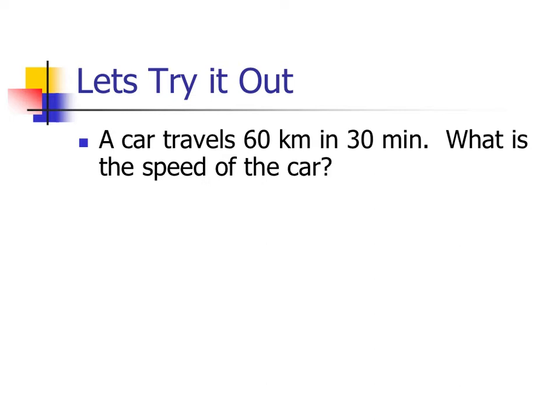So a car travels 60 kilometers in 30 minutes. What is the speed of the car? Okay. Now this one seems very straightforward in that we are told our distance traveled, 60 kilometers. We're given a time of 30 minutes.